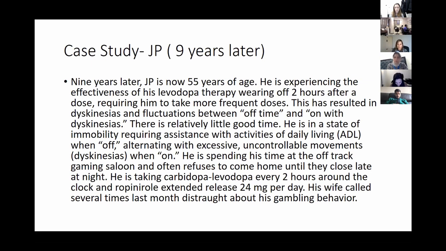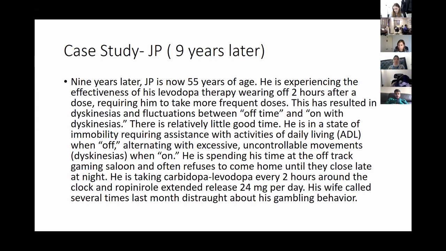So he's now 9 years later. He was started on levodopa. But it's now only lasting about 2 hours. He's having to take more frequent dosages. So when a patient needs more levodopa, that can result in these dyskinesias, which are really kind of abnormal, involuntary writhing movements. And that's when patients develop this roller coaster where they're fluctuating between off time and then his on time is limited with dyskinesia. So we're seeing that in his case. He doesn't have that much good on time. He's requiring assistance with ADLs, especially when off, and then when on, he's having dyskinesia.